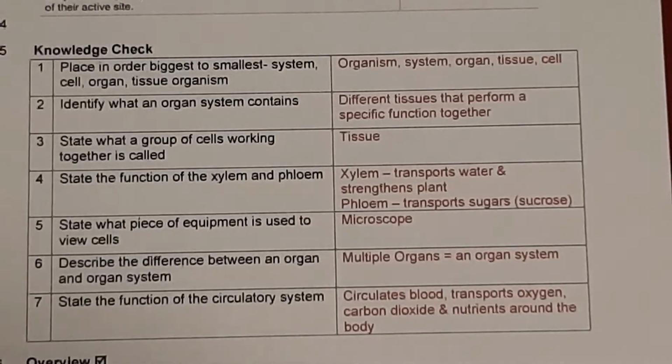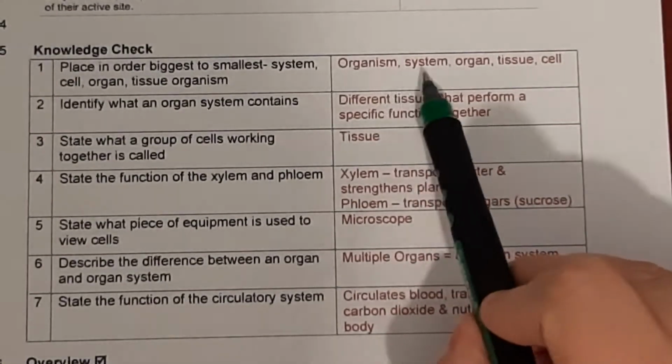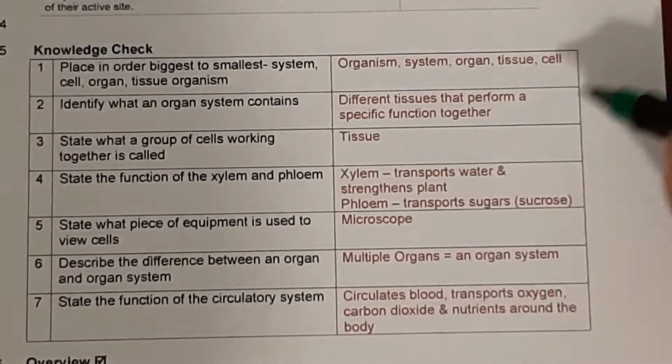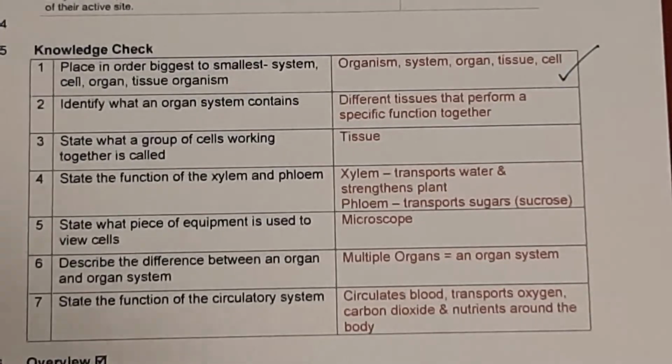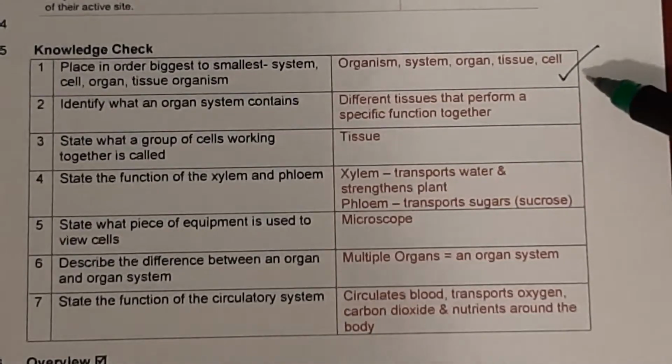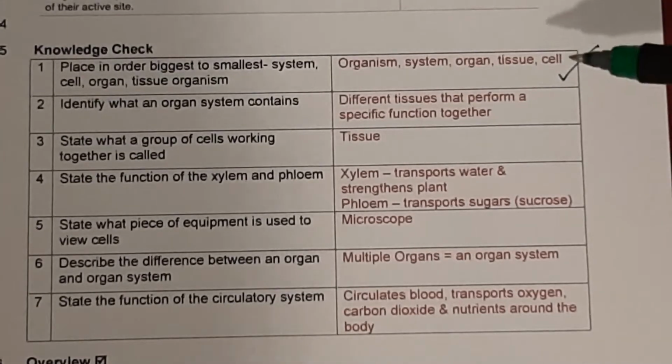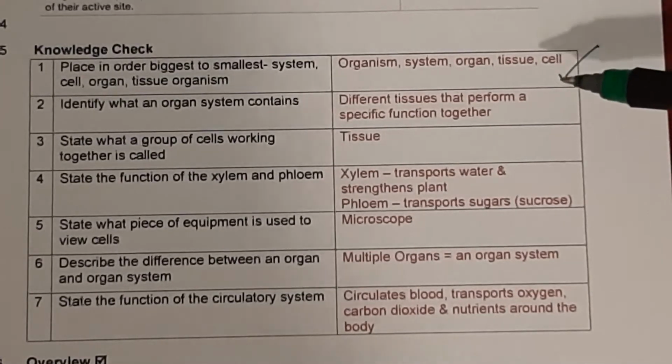Okay, so let's review the answers to those questions. So place in order, biggest to smallest: system, cell, organ, tissue and organism. Okay, so biggest first is organism, then system, then organ, then tissue, then cell. So it needs to be in that order and all of them, please. Make sure you're ticking to show you've got these correct and marking them by adding in any correct answers that you've missed out and correcting things that aren't quite right.